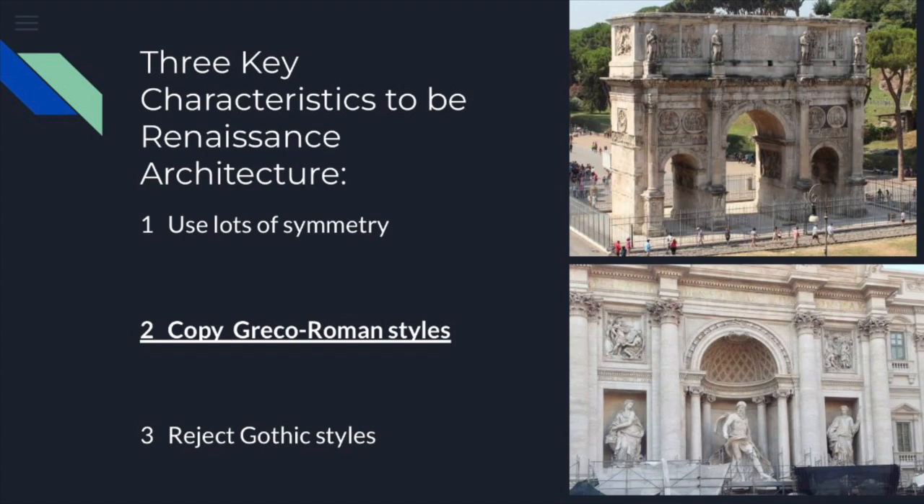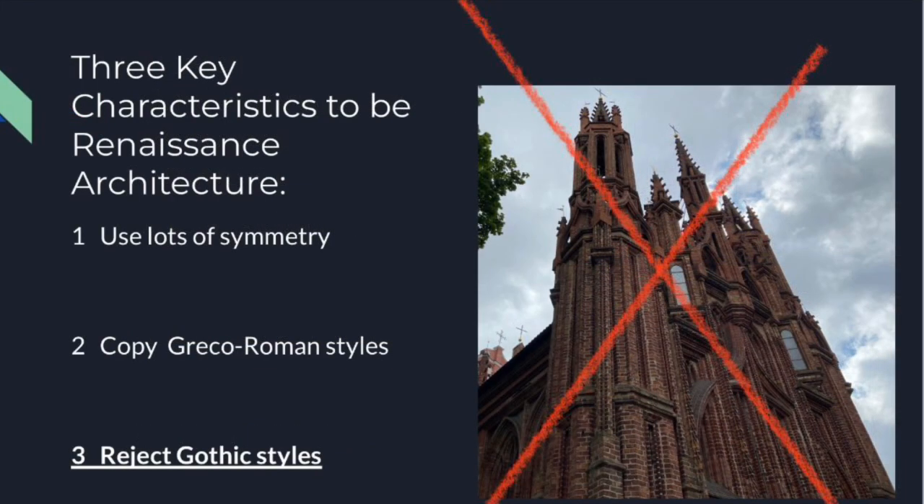A good example is this Roman arch at the top and the Trevi fountain built in the Renaissance. Number three is reject Gothic styles. Dark colors are out. Pointiness is out. Stained glass windows are out.